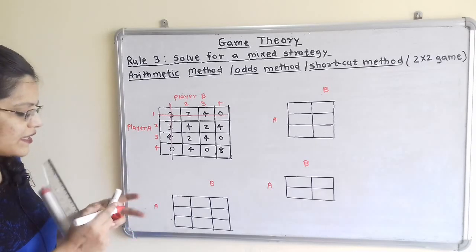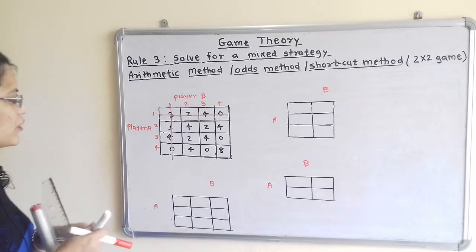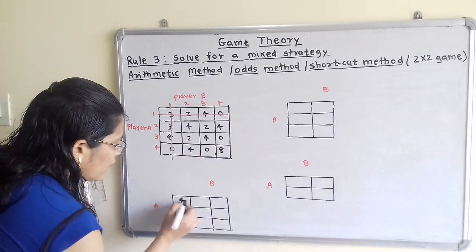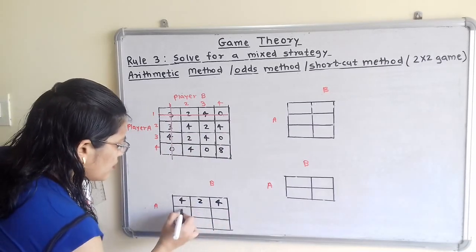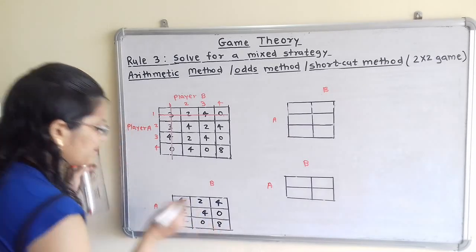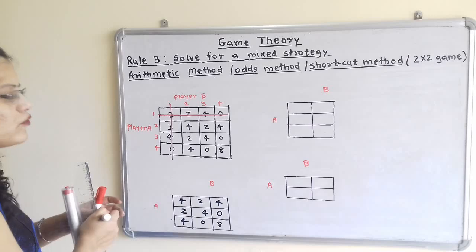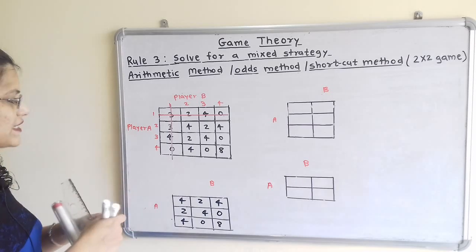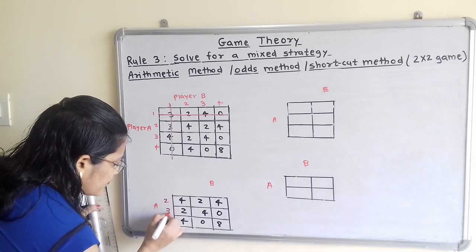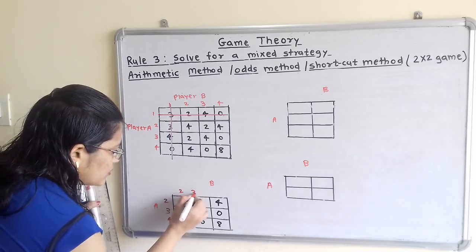So we will write the remaining elements. The remaining elements for player A and player B, I will rewrite here: 4, 2, 4, 2, 4, 0, 4, 0, 8. Now again we have to give the numbers for rows and columns. So here 2, 3, 4 and here also 2, 3, 4.